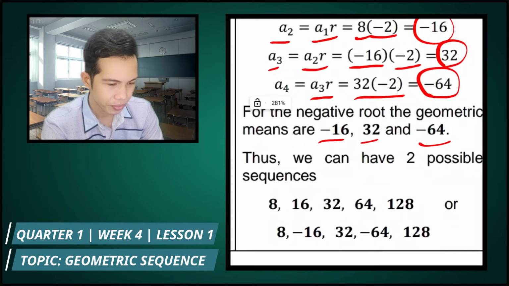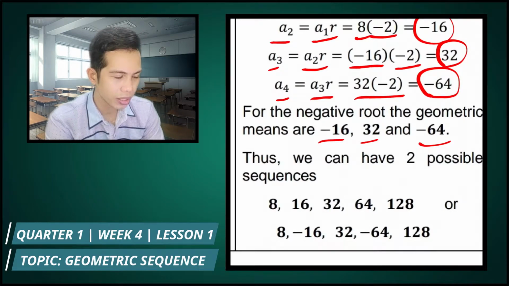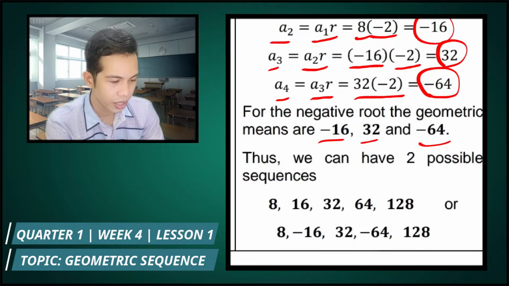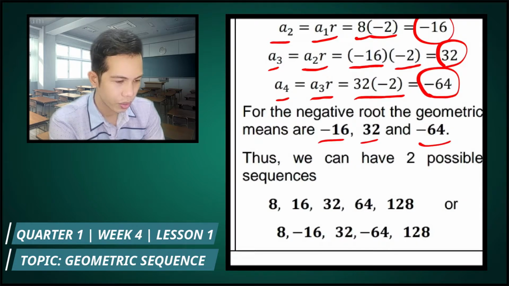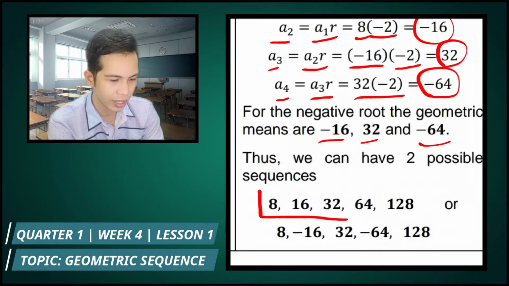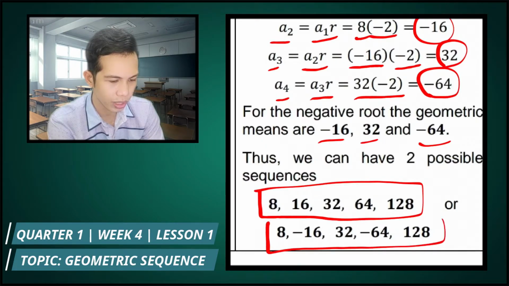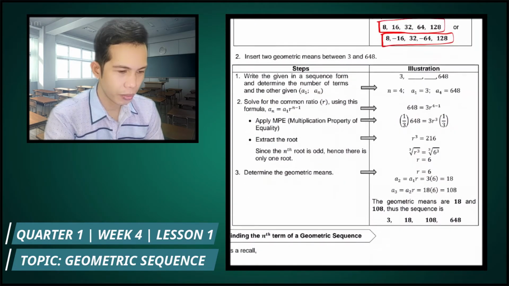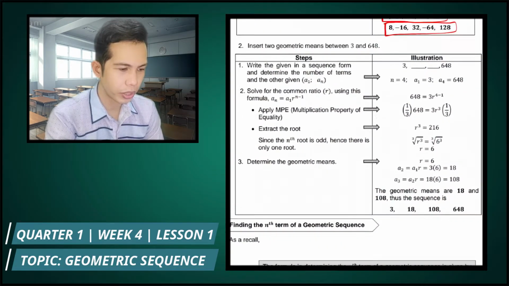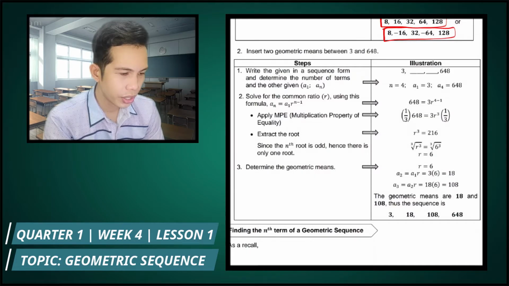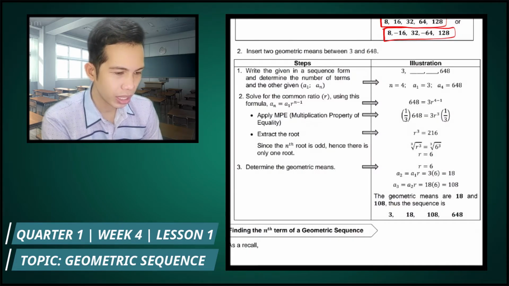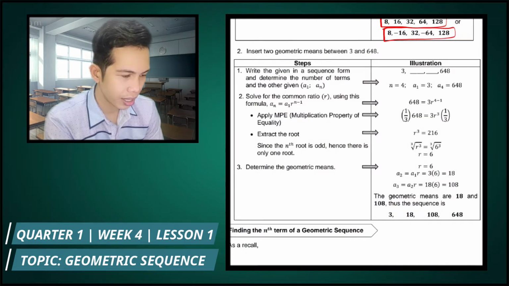Therefore, we can have two possible sequences. For the first sequence, where the root is positive, we have this. And for the second sequence, where the root is negative, is this. Okay, so this time we can now proceed to example number 2. Insert two geometric means between 3 and 648.